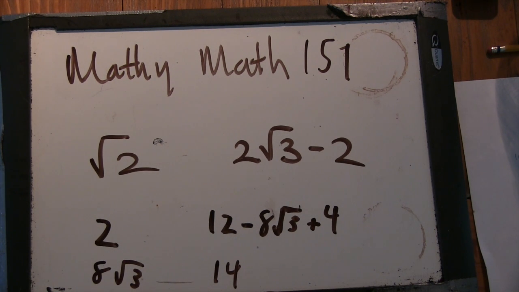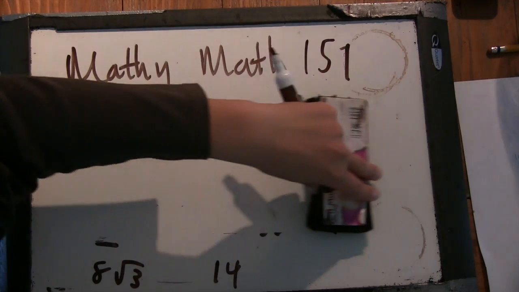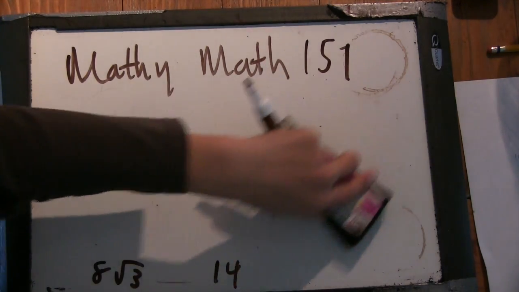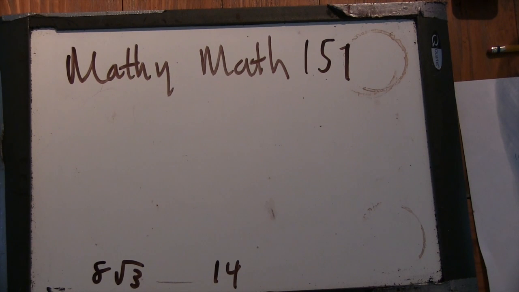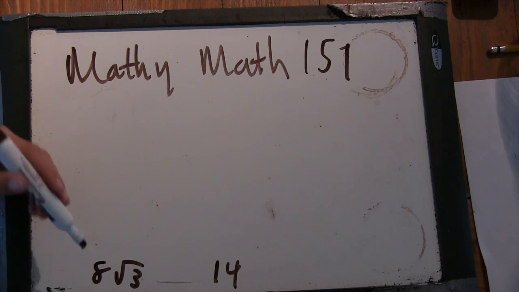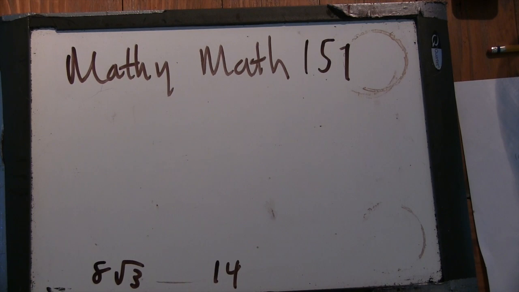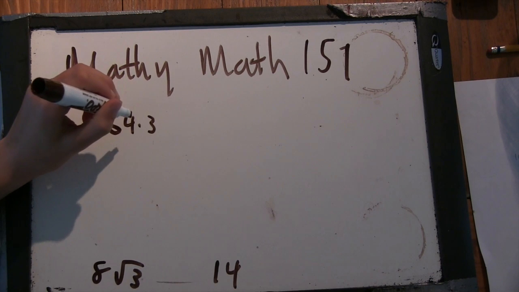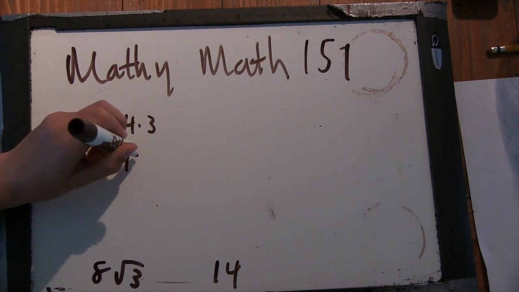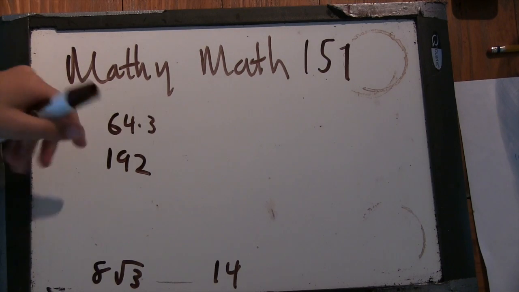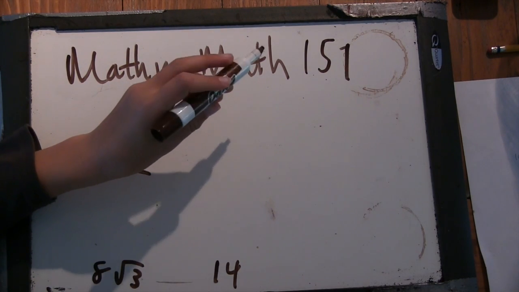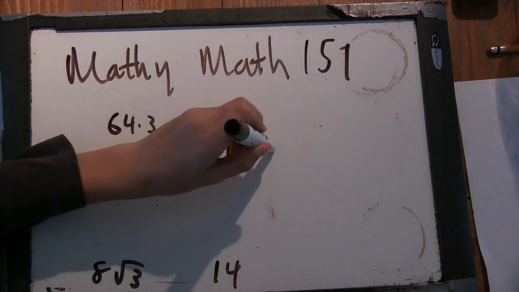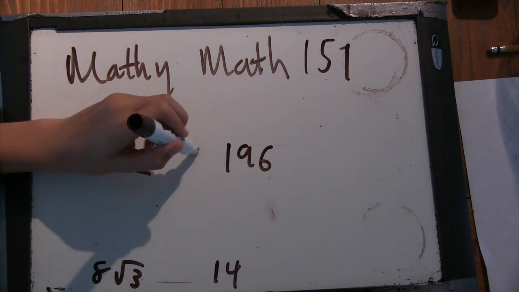Where did that 14 come from? You have 12 plus 4, and then move the 2 minus 2. Okay, cool. So now we can square everything again, because this time it'll get rid of the square roots. Alright. 64 times 3, which is 192. And 14 squared, which is 196. Alright. So it goes like that.